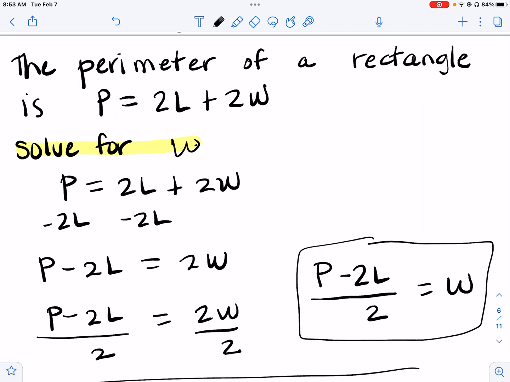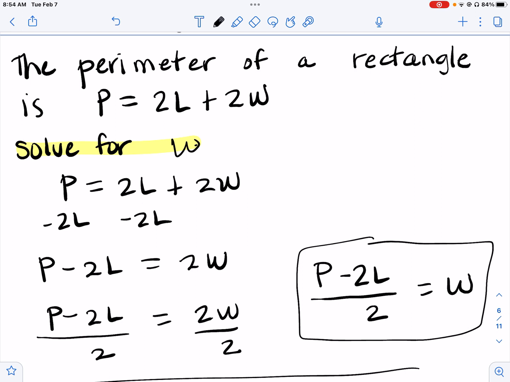Okay, the perimeter of a rectangle is P equals 2 times the length plus 2 times the width. Sometimes we just solve an equation for another letter. So if it asks you to solve for W, that means get W by itself. So you would subtract 2L on both sides.